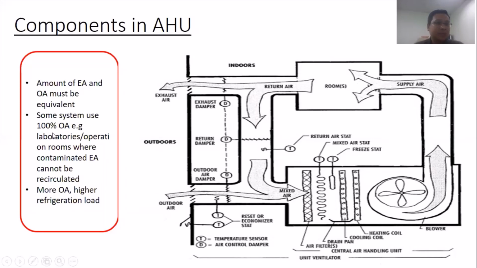Some systems use 100% outdoor air, for example laboratories and operation rooms, where the contaminated exhaust air cannot be recirculated. More outdoor air means higher refrigeration load. Sometimes it is very hot and very dusty. So we have much work inside the AHU itself.